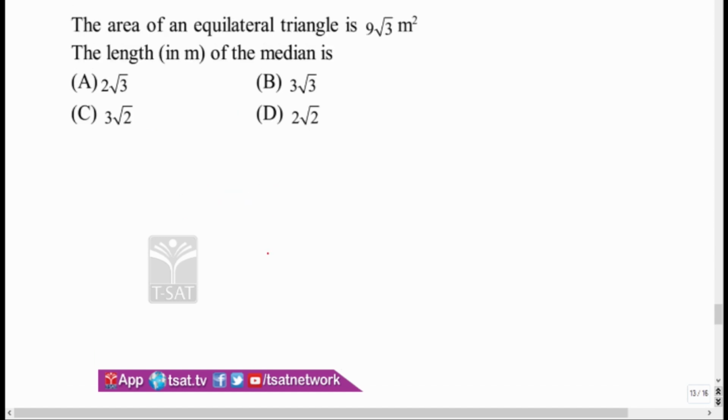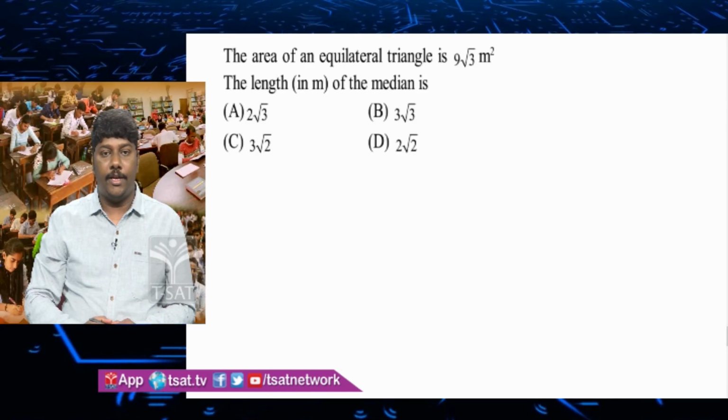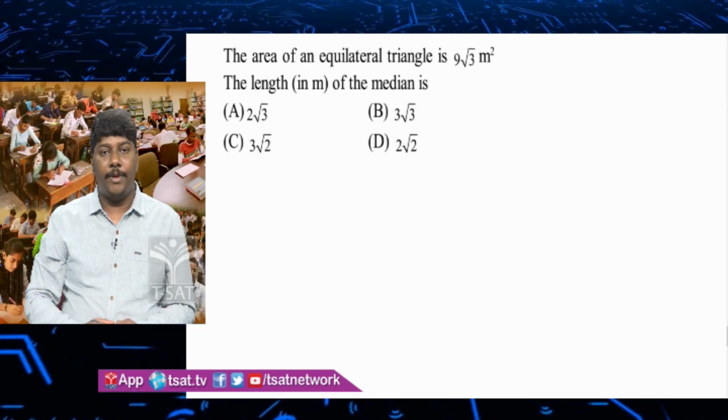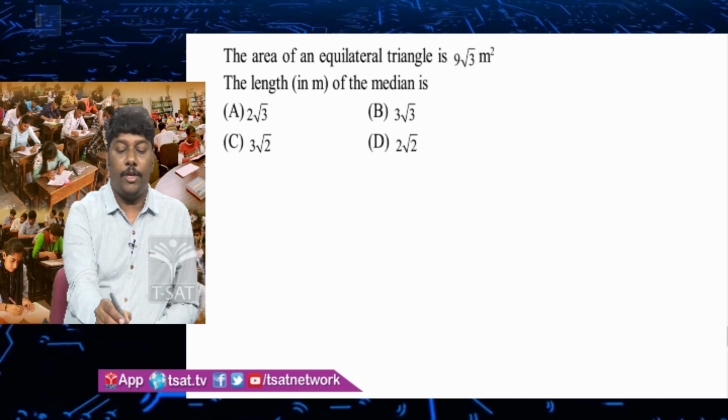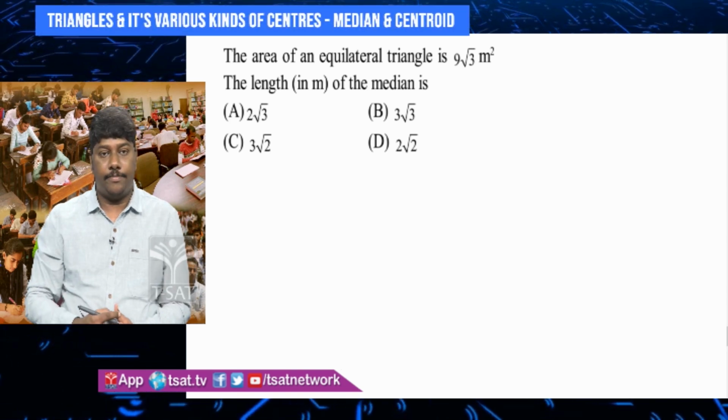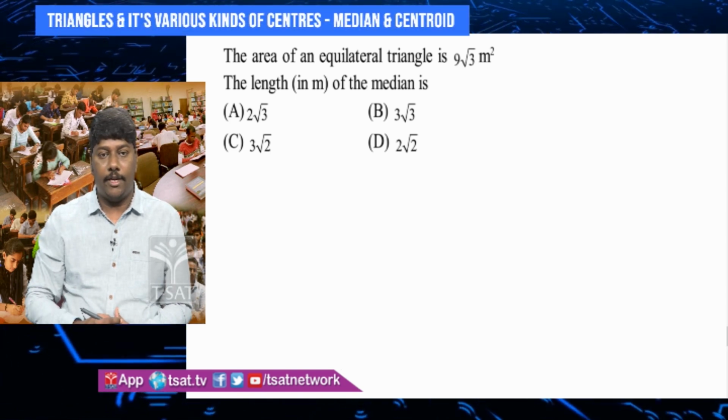The area of an equilateral triangle is 9√3 meters square. The length of the median is... actually in an equilateral triangle, all of them are the same: the height, the median.